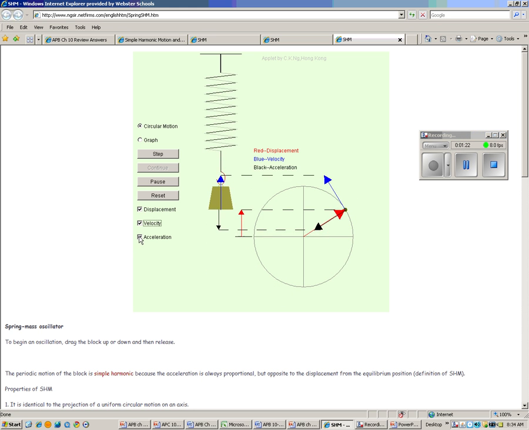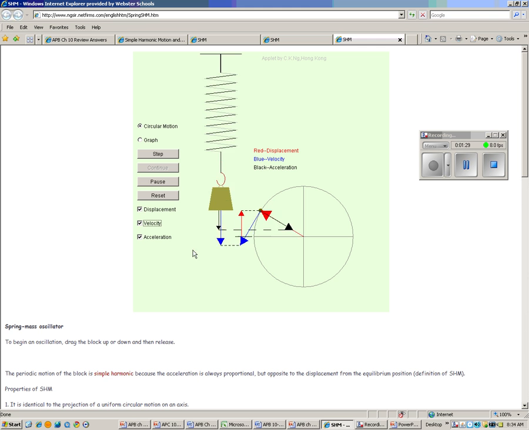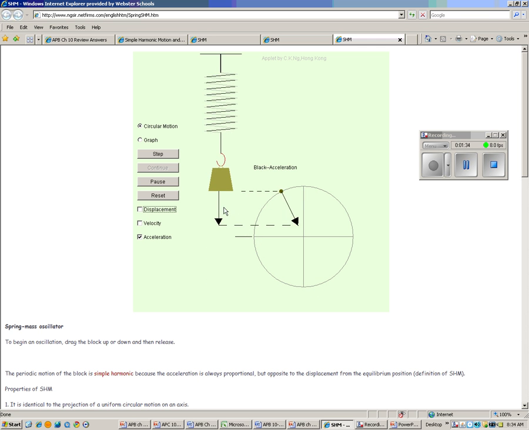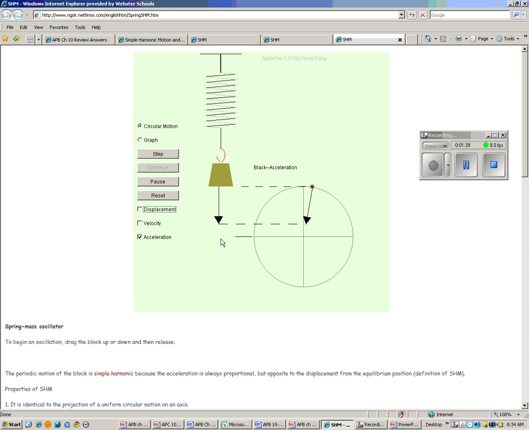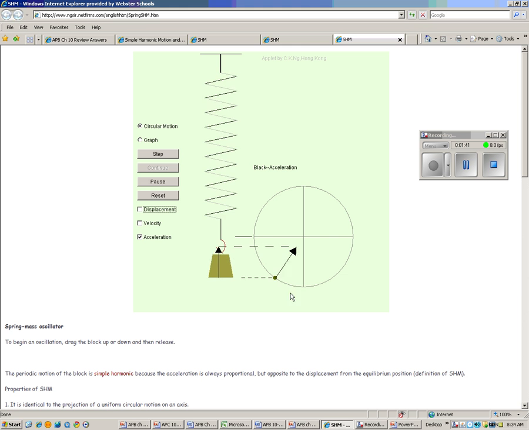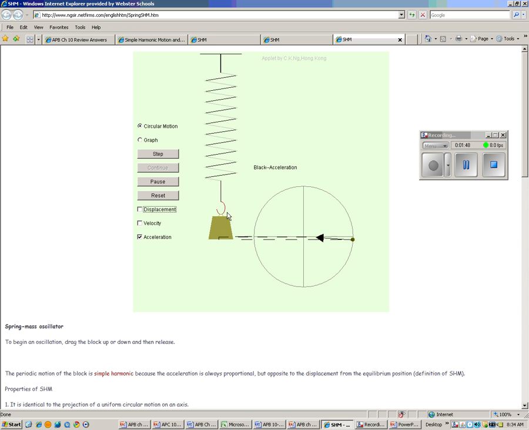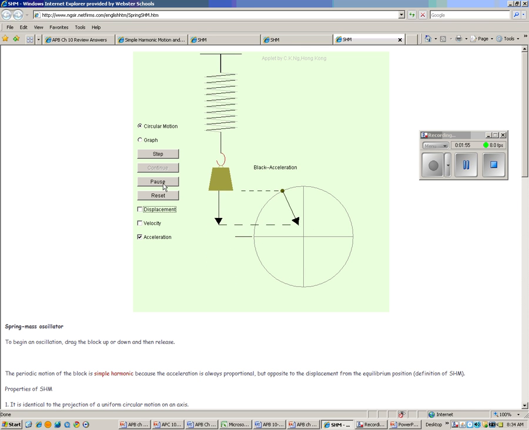Now if I throw the acceleration vector on, it's similar to the displacement, where its maximum is at the end point. So the acceleration is maximum at the ends, and zero in the middle. But in the circle, again, the acceleration is constant the whole time. So we're going to have some equations that we're going to use today that relate simple harmonic motion to circular motion. It allows us to solve some simple harmonic motion equations.